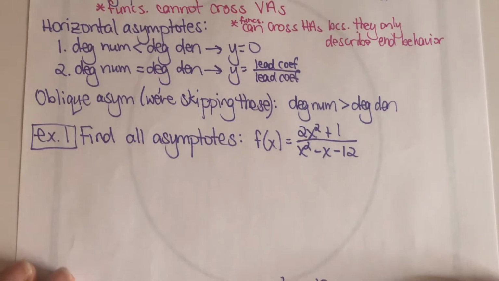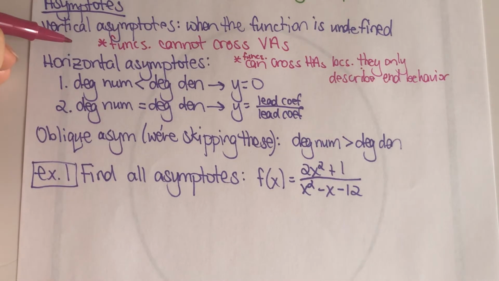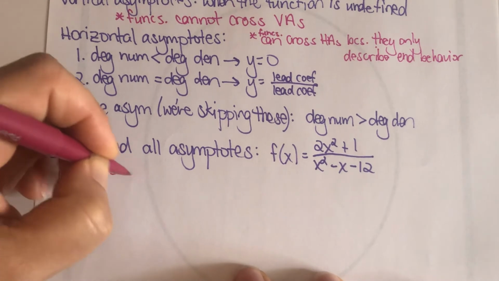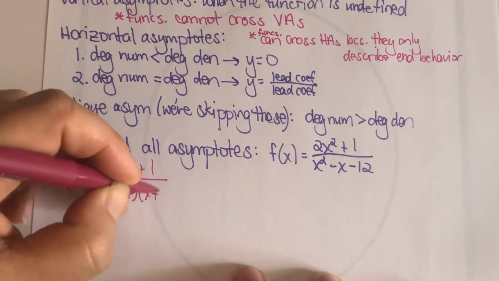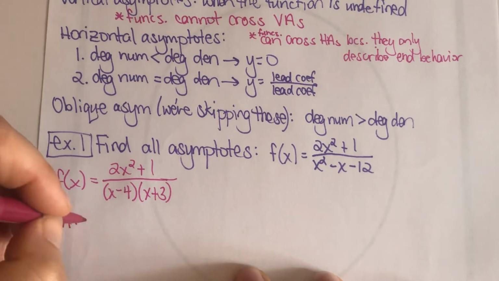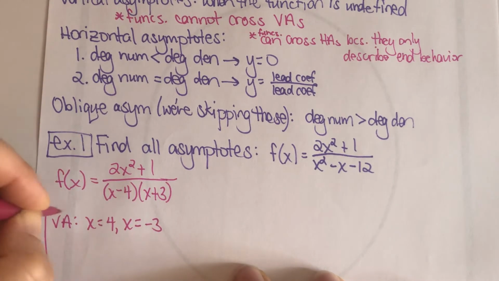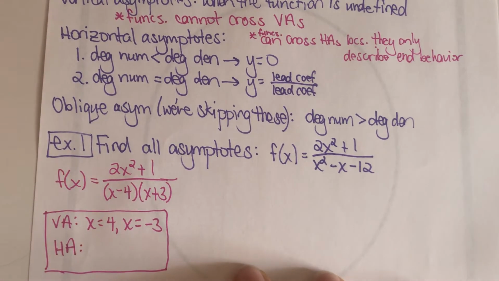All right, so find all the asymptotes. First thing, let's just start with vertical at the top. Vertical asymptotes occur when the function is undefined. So I need to figure out what the factors are of the bottom. A function is undefined when the denominator is equal to 0. So there are vertical asymptotes at x equals 4 and x equals negative 3. Okay, this is Algebra 2 review still.